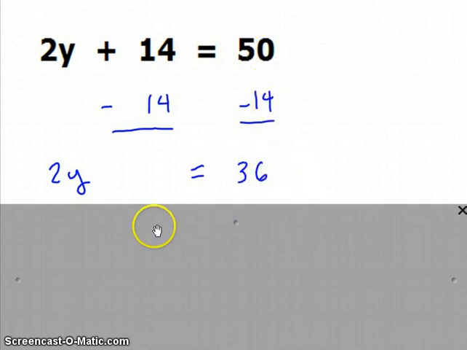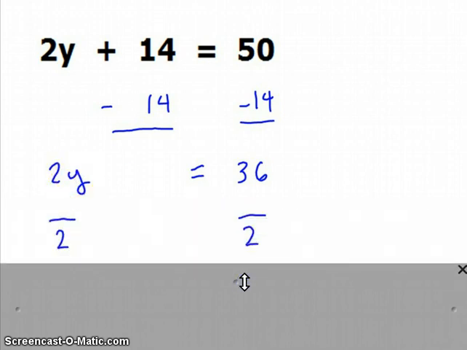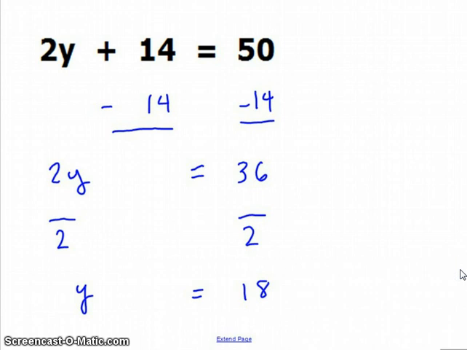Well, I don't want to know what 2y is. I want to know y by itself. That means I've got to divide both sides by 2. Now on the left, I'm just going to have y, and the right, 36 divided by 2 becomes 18, and that's my answer.